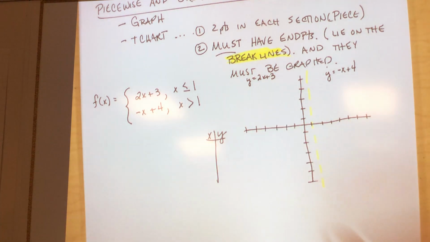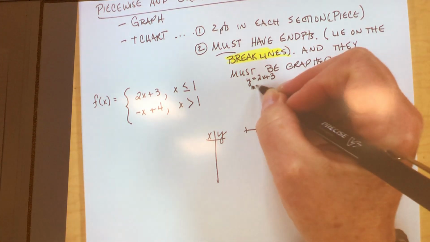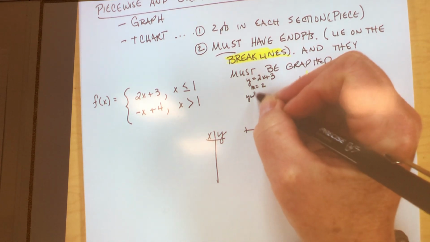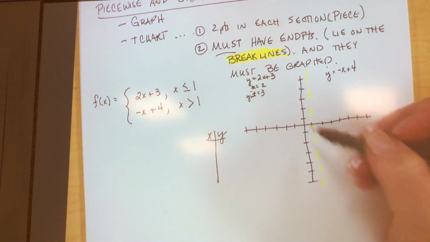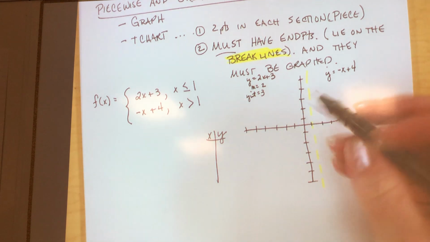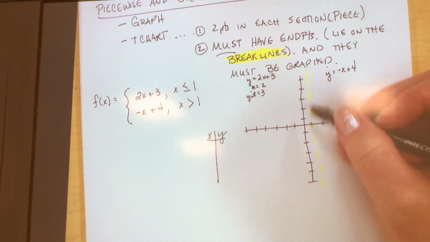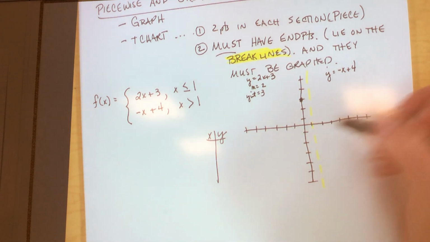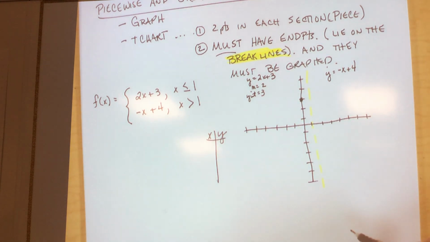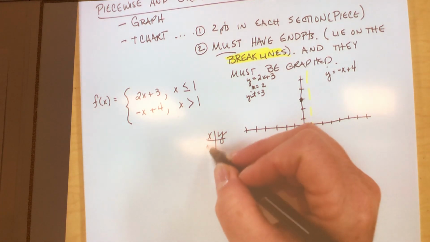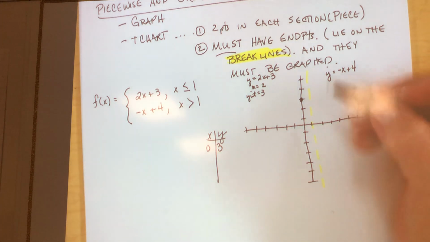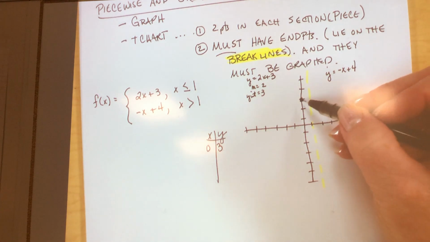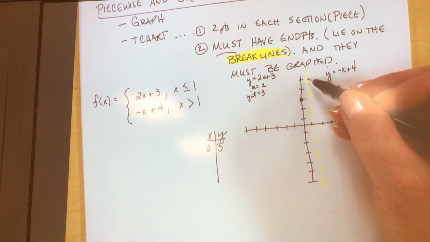So look at this line right here. What is my slope? 2. What's my y-intercept? 3. So I'm going to my y-intercept, which is 3, and I'm going to make a dot. Can I put that dot on my T-chart? Yes. What is it? 0, 3. Yeah, 0, 3. All right? I'm going to use my slope, which is 2, and I'm going to go up 2 and to the right 1. I am on this dotted yellow line.